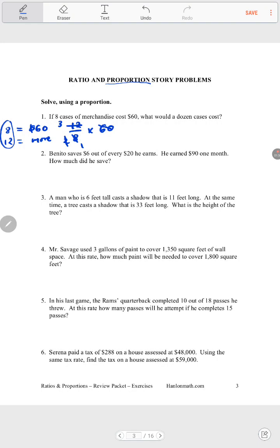2 into 60, that's 30. 30 times 3, you get 90. So which means $90 would be the cost for 12 cases.